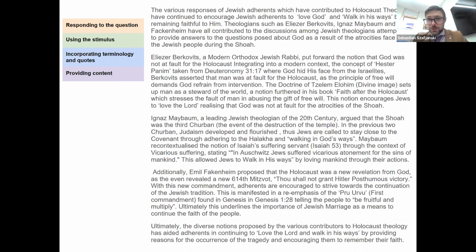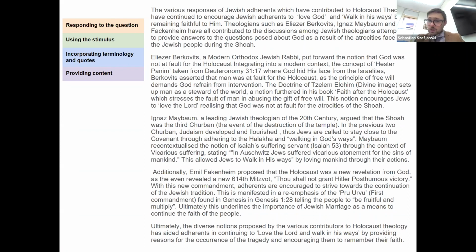Berkovitz, a modern Orthodox Jewish rabbi, put forward the notion that God was not at fault for the Holocaust by integrating into a modern context the concept of Hester Panim taken from Deuteronomy, where God hid his face from the Israelites. He asserted that man was at fault for the Holocaust as the principle of free will demands God refrain from intervention. So we're looking at a lot of ideas here.